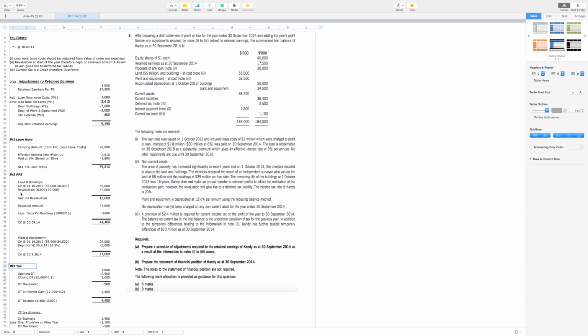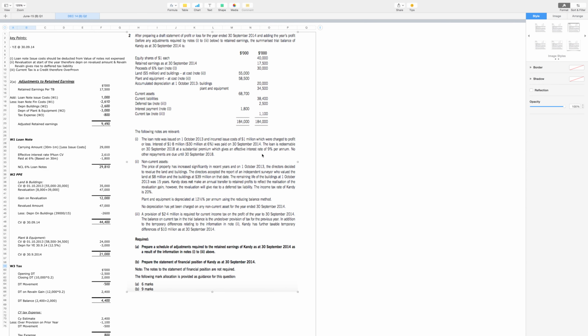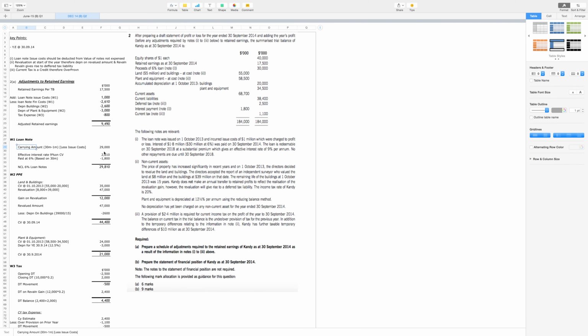Now, we were told here that there was that 1 million expensed. We need to reduce that off our carrying amount, this 29 million here. This will be represented in our statement of financial position at that balance, plus the additional interest, which we'll come to in a second. So we're told that it was paid in arrears, so we're going to have an effective interest rate of 9% on our carrying value of 30 million. Sorry, of our 29 million. So we have 9% of our 29 million.